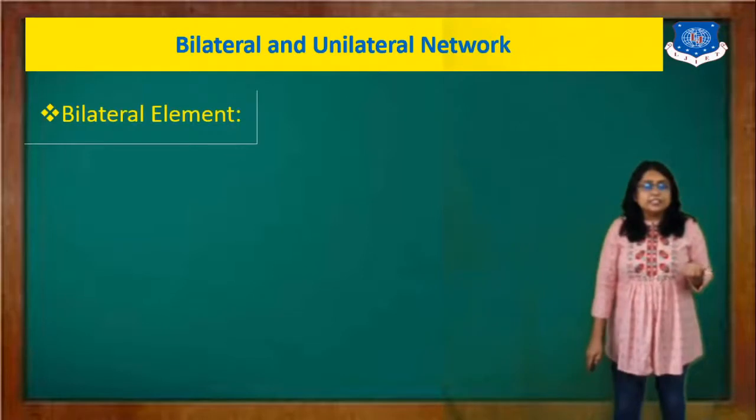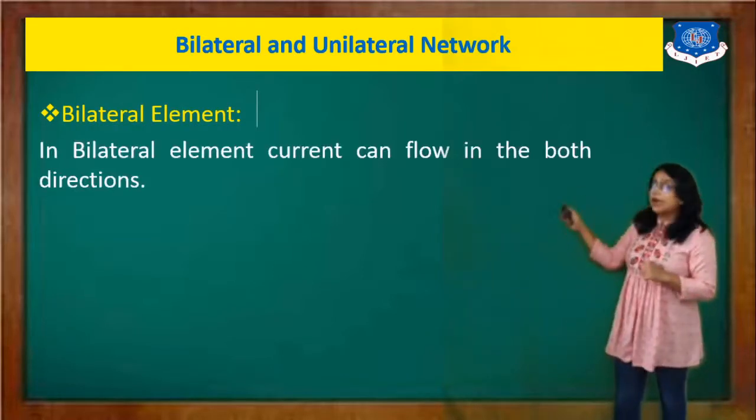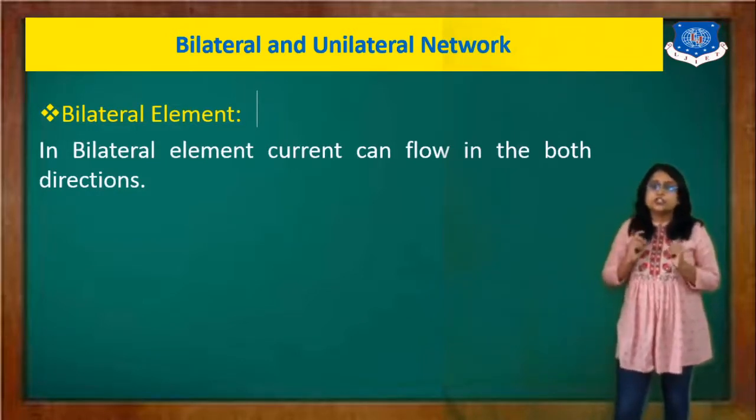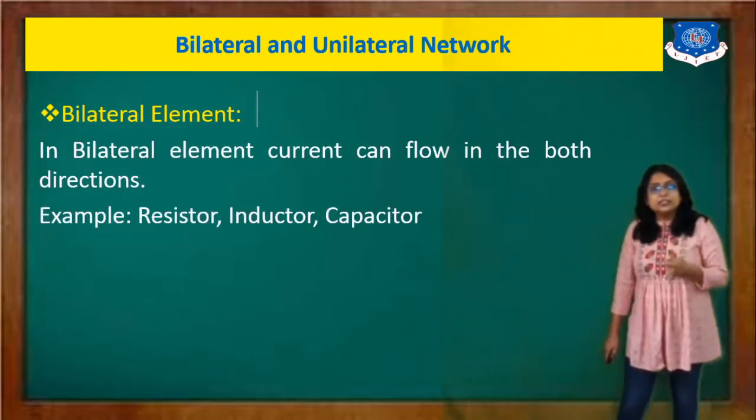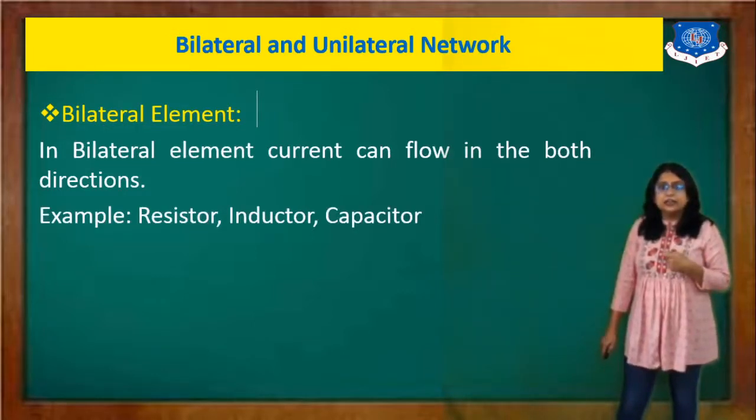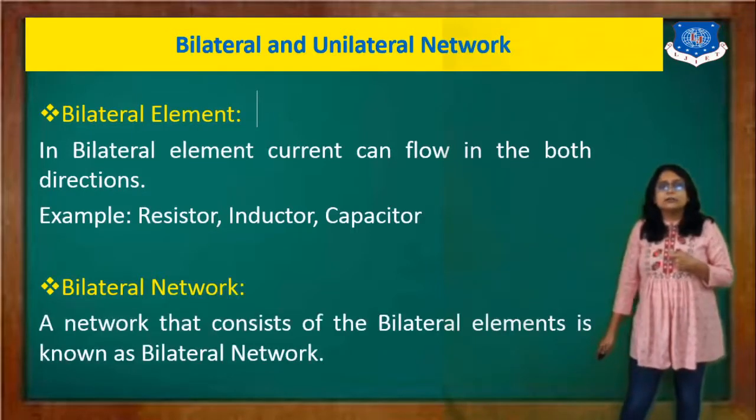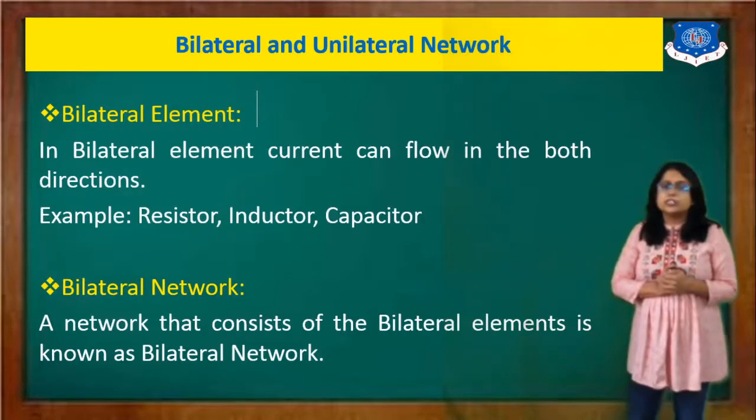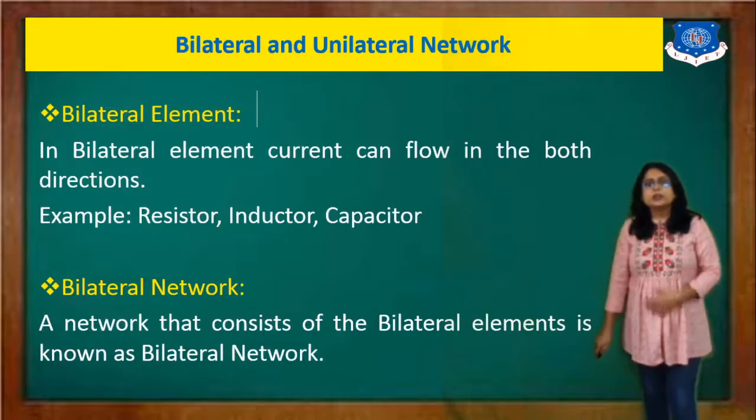Now next, that is bilateral and unilateral network. So first of all we will study what is a bilateral element. In a bilateral element, current can flow in both directions. And we know what that is here: resistor, inductor and capacitor. And a bilateral network means a network that consists of bilateral elements, that is known as a bilateral network.